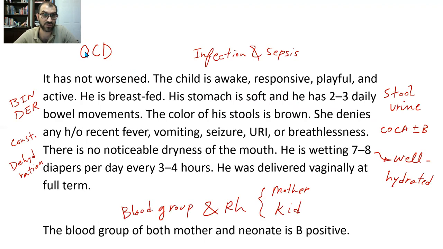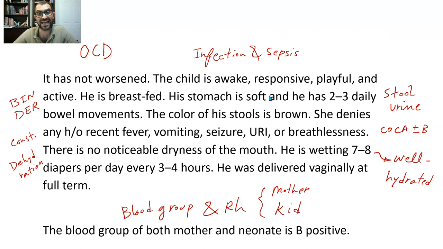Like any other scenario, we start with onset, course, duration. There is a chief complaint. How it started, when it started, all the time, on and off, getting better, getting worse, what have you done so far? It has not worsened. The child is awake, responsive, and playful. I am looking for infections and sepsis. It's really difficult to localize any infection in a little munchkin. The child is awake, responsive, playful, and active. We are trying to rule out any infection or sepsis.